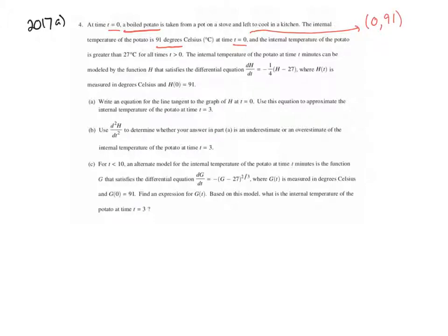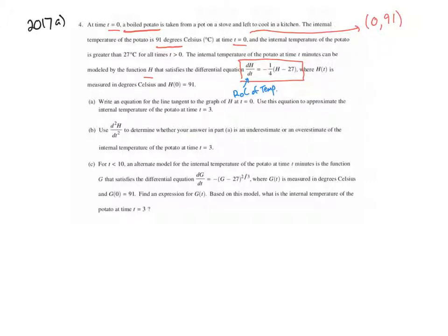The internal temperature of the potato is greater than 27, okay. And then the internal temperature of the potato can be modeled by H that satisfies this differential equation right here. Okay, so this dH/dt tells us the rate of change of the temperature of the potato.